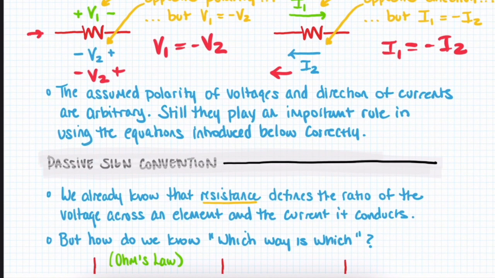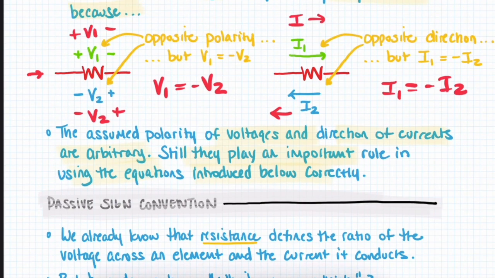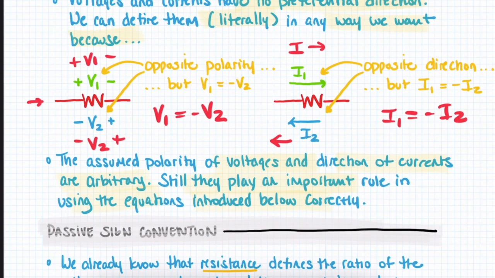So the assumed polarity of voltages and direction of currents, they are arbitrary. It doesn't mean that they're unimportant. They still play an important role in using the equations introduced below correctly. So again, the numerical answer that you come up with from an equation really has no meaning if you don't understand what the polarity or direction of that value is. Because saying that the voltage across the resistor is 12 volts doesn't really tell us much if we don't know whether we're referring to V1 or V2.